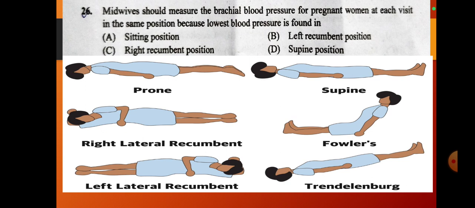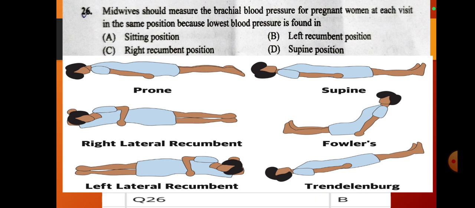Next, a midwife should measure the brachial blood pressure for pregnant women at each visit in the same position because the lowest blood pressure is found in option A, sitting position, option B, left recumbent position, option C, right recumbent position, option D, supine position. The answer is left recumbent position.